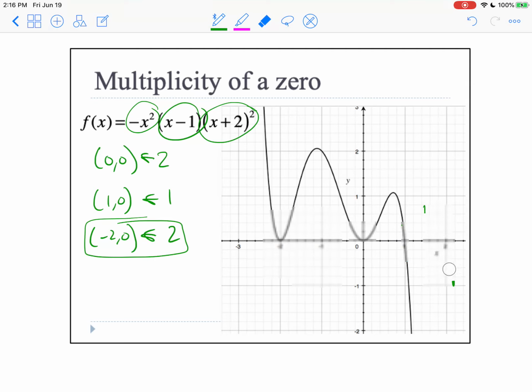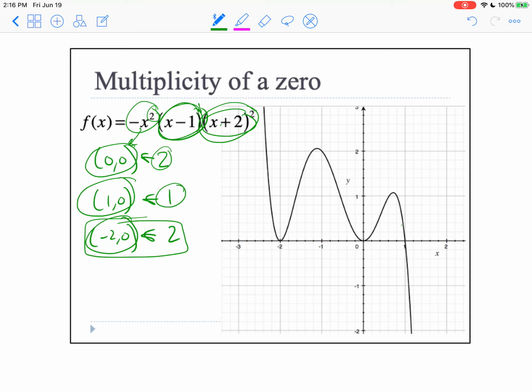So all you have to do is have a polynomial in factored form and then look at the exponent of the factor that produced the 0. This factor produced this 0, and the exponent was 2, so the multiplicity is 2. This factor produced this 0, and the exponent was 1, so the multiplicity is 1. This factor produced this 0, which has an exponent of 2, so the multiplicity is 2.